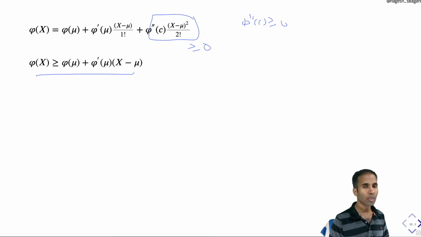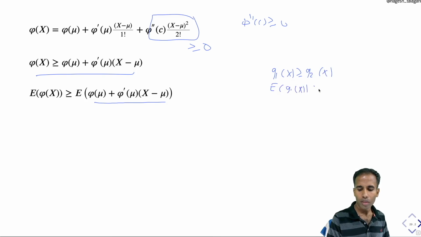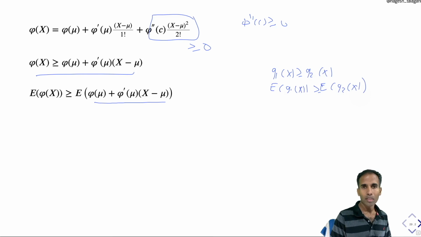Now let us take expectation on each side. Then we have expectation of phi of x greater than or equal to expectation of phi of mu plus phi dash mu times x minus mu. The reason is this: if g1 of x is greater than or equal to g2 of x, then expectation of g1 of x is greater than or equal to expectation of g2 of x. You can easily see from the definition of expectation that this is true. That's why we have the same inequality.